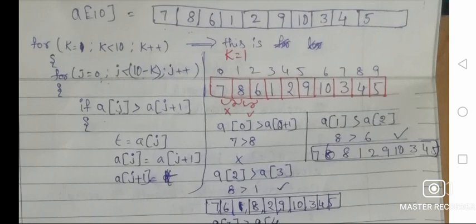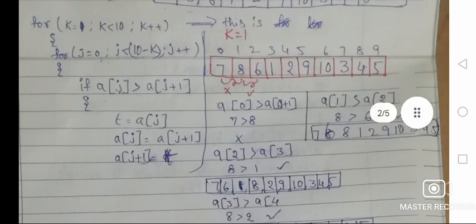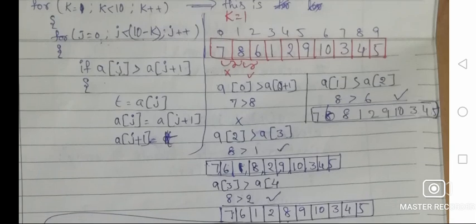So first starting position of our array is k is equal to 1, and for j is equal to 0. So j is equal to 0 means we are checking from 0 position. So a of 0 greater than a of 0 plus 1, that is a of 0 greater than a of 1. So a of 0 position, which number is there? 7, and 7 greater than 8. Is this condition true? No. So we have to move next position.